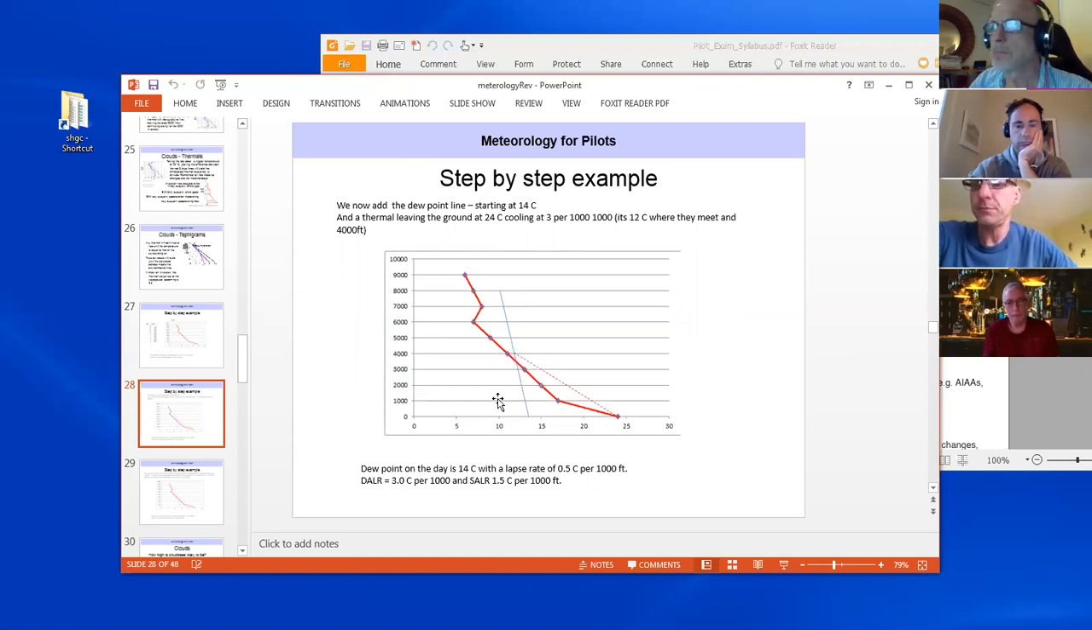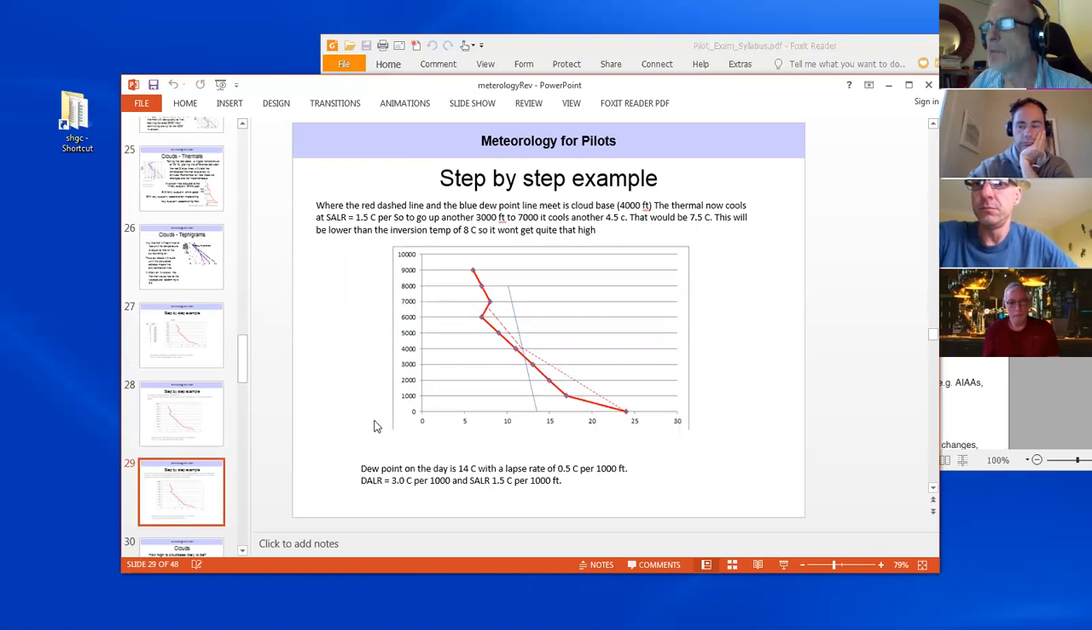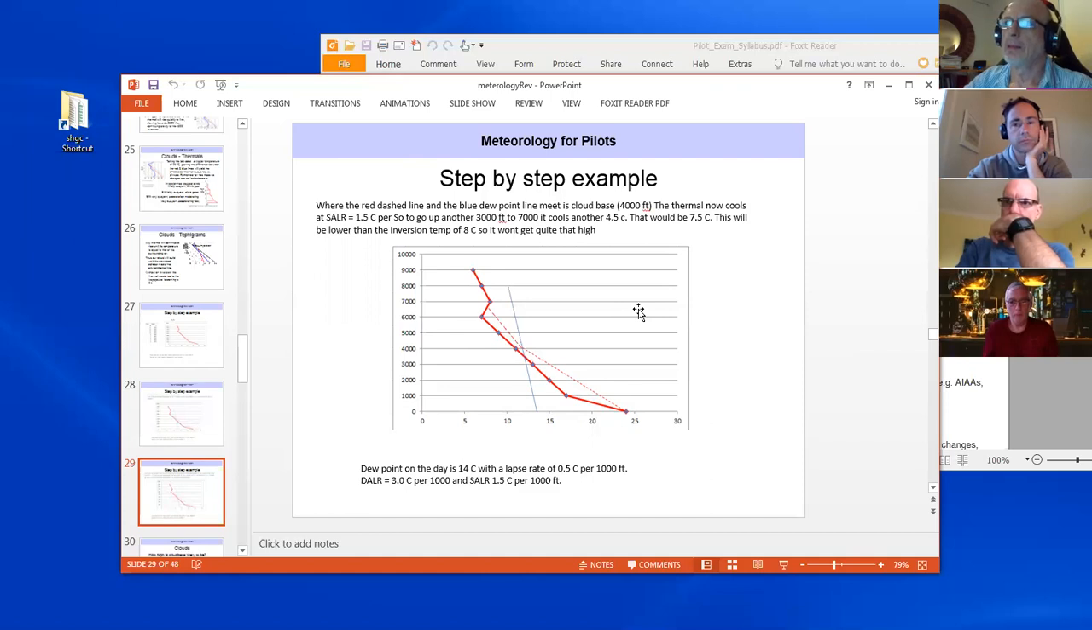Okay, and there we go. Final one. Having reached dew point here, that will be our cloud base, which in this case is 4,000 feet. Now instead of cooling at this rate, it now cools at 1.5, and it will meet the inversion at about 6, 7, under 7,000 feet. So this point here will be cloud base. This point here will be the top of the cloud. Okay.